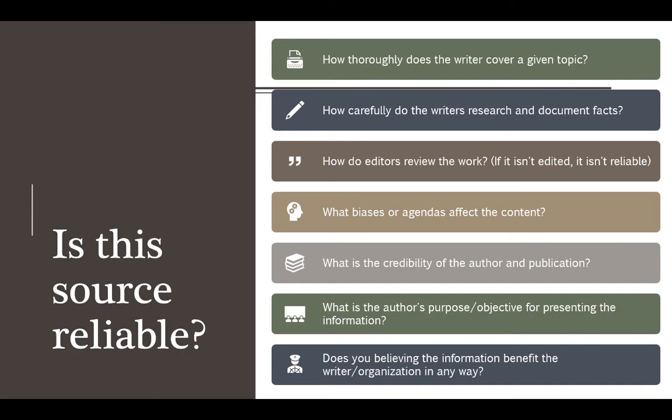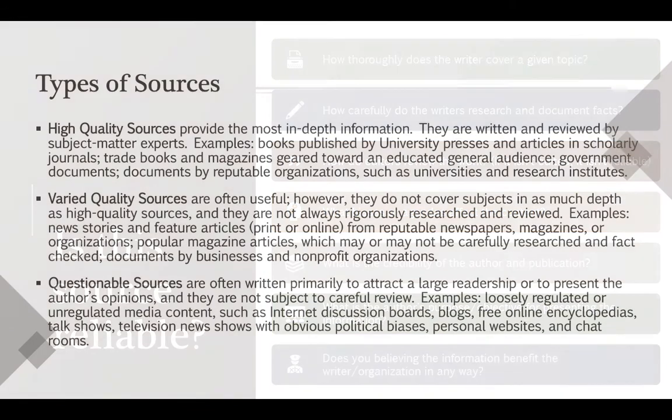So think about that. What about the credibility of the author and the publication? You think about something that's written in a magazine that just started a year ago versus a journal that's been published for 50 years. That has a stronger history and reputation. What's the author's purpose or objective for presenting the information? Again, are they trying to sell something? Are they trying to show a bias there? What is their purpose? Why did they create this? And do you believe the information will benefit the writer or the organization in any way? If it's benefiting the writer or the organization that's presenting it, then there may be a bias there and it may not be the most reliable source.